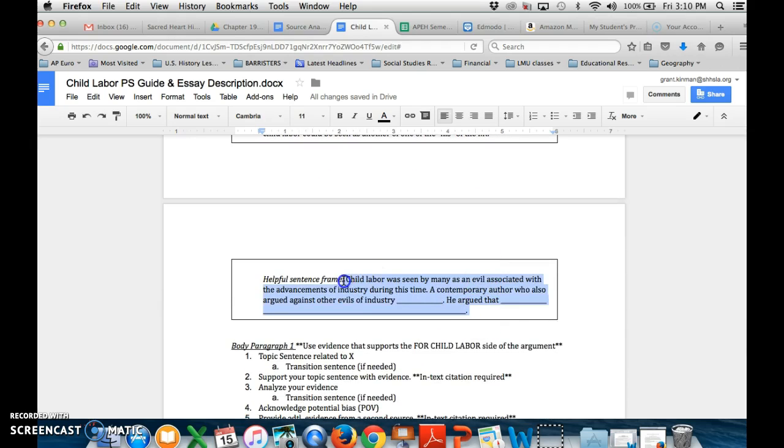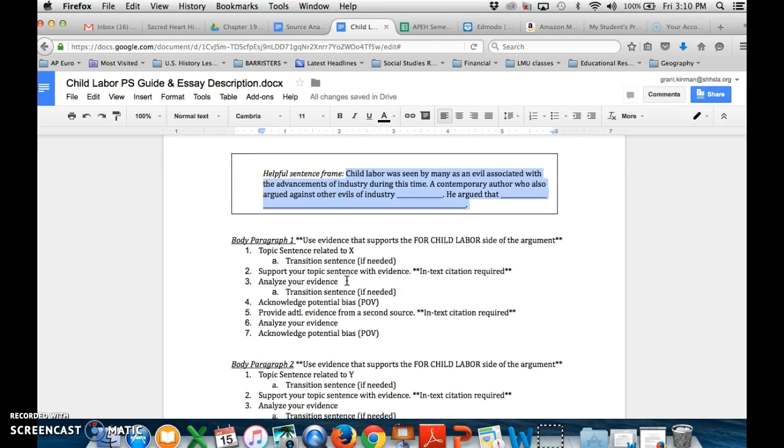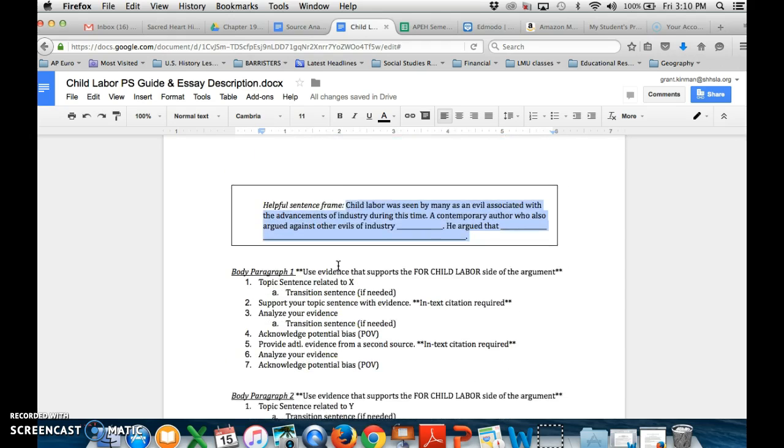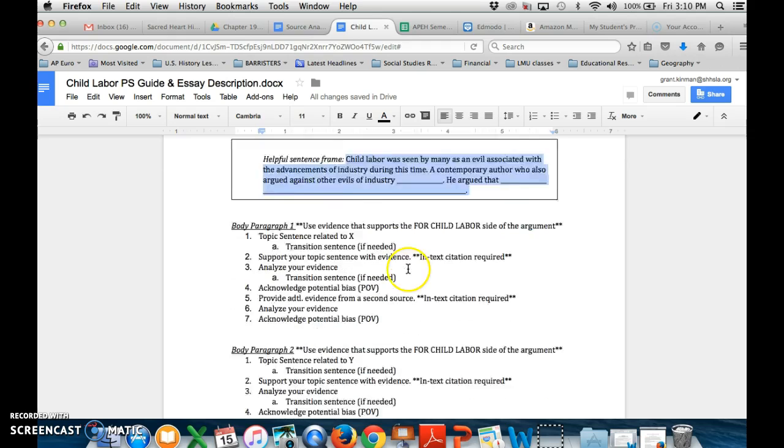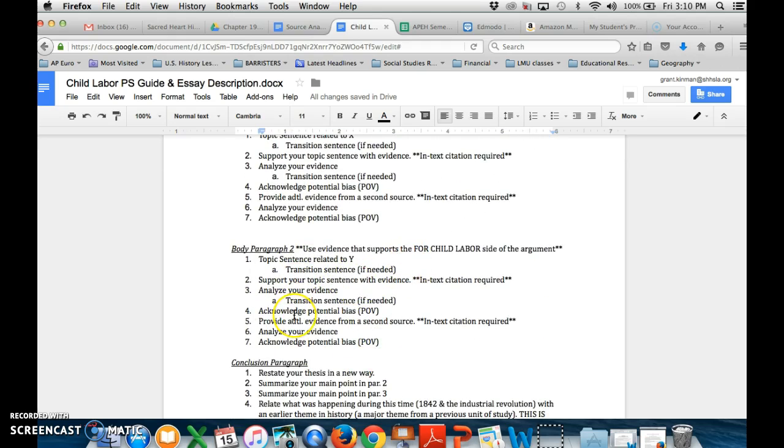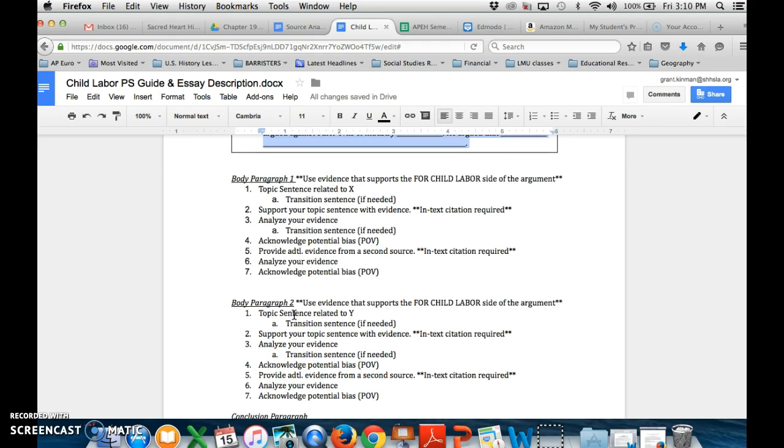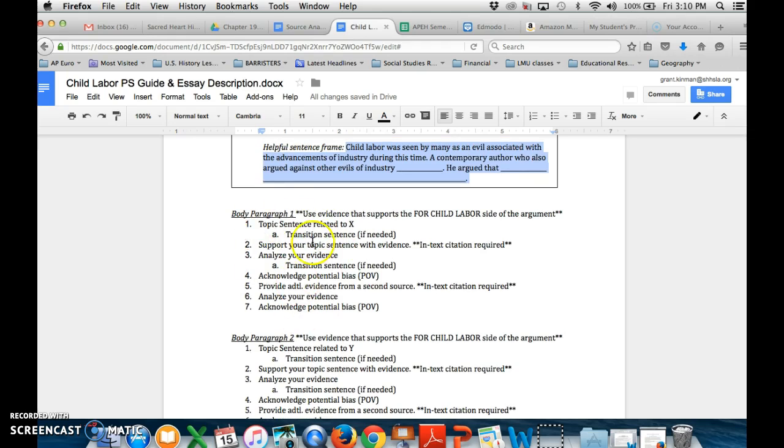Here's a helpful sentence frame. Yes, you may use it. So you need to insert that idea about Tocqueville in the sentence frame somewhere within paragraph 2 where it makes sense. I'm sorry, paragraph 2. So that's body paragraph 1. And that's going to confuse you. All right. So that's paragraph 2.